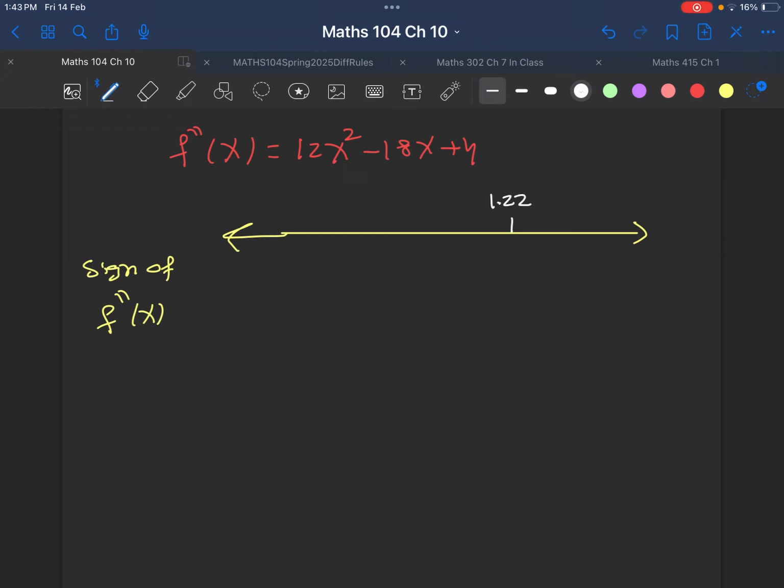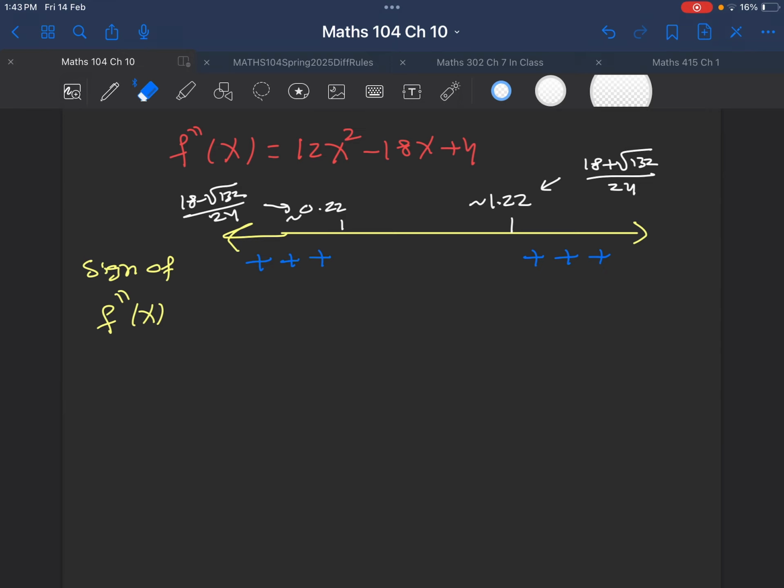Now you have two numbers. One of them is 1.22, which is, of course, this is the approximation. So I will put the sign of the approximation. The actual number should be here, 18 plus square root 132 over 24. And then you have another number, which is 0.22, which is the approximation of 18 minus square root 132 divided by 24. And now all what you need to do is just, we do it with the same thing. So we get here plus, plus, plus, plus, plus, plus, and in the middle we will get negative.